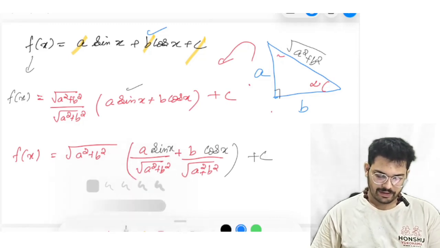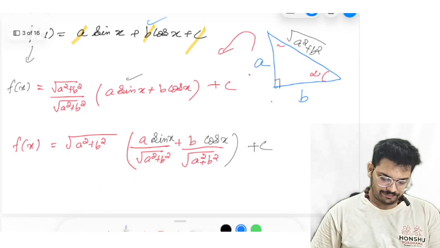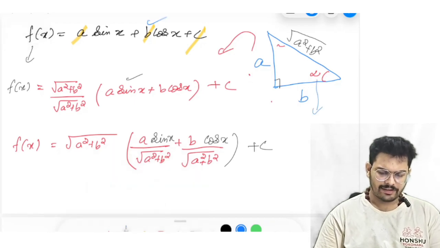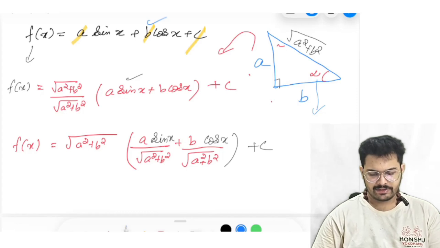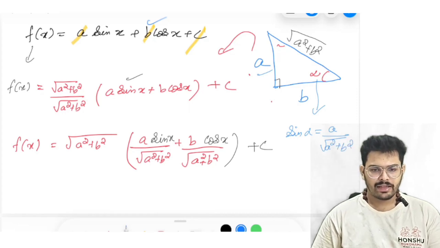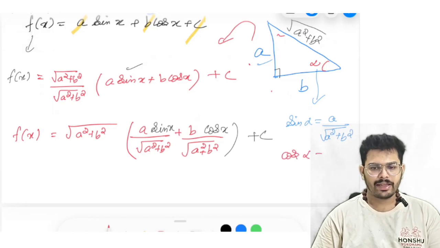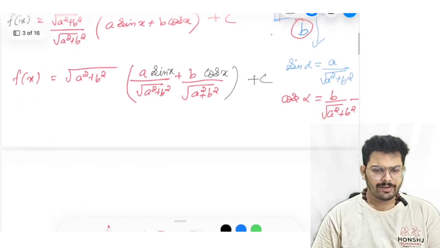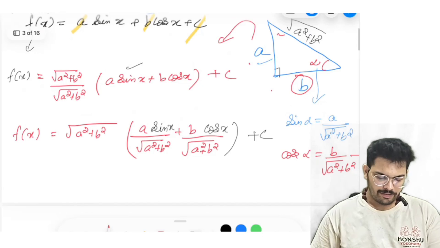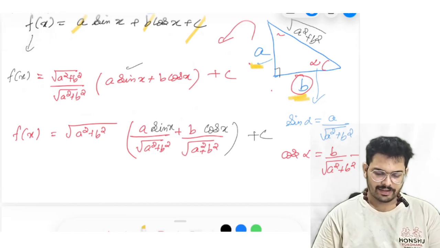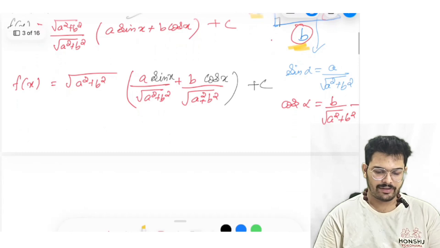Now when we observe this figure closely, we can notice the value of sin alpha. From this figure, sin alpha is equal to opposite divided by hypotenuse, that is a divided by root of a square plus b square. Similarly, cos alpha will be equal to adjacent, this side, b divided by root of a square plus b square. Now we will be substituting these values. If you have provided this angle as a and this angle as b, your sin alpha and cos alpha will be different. It will be swapping.